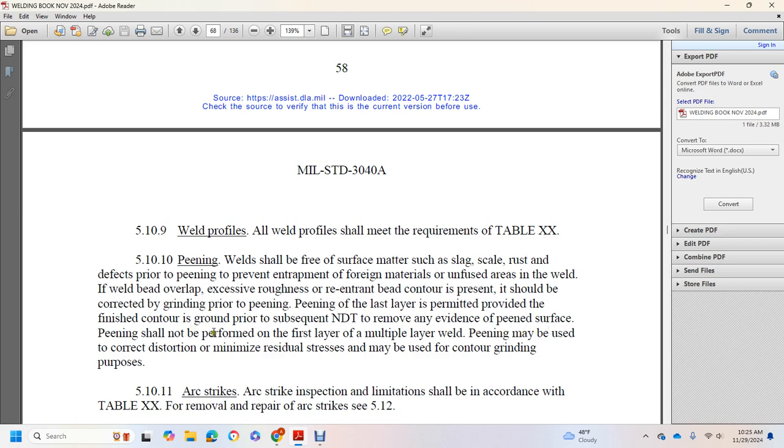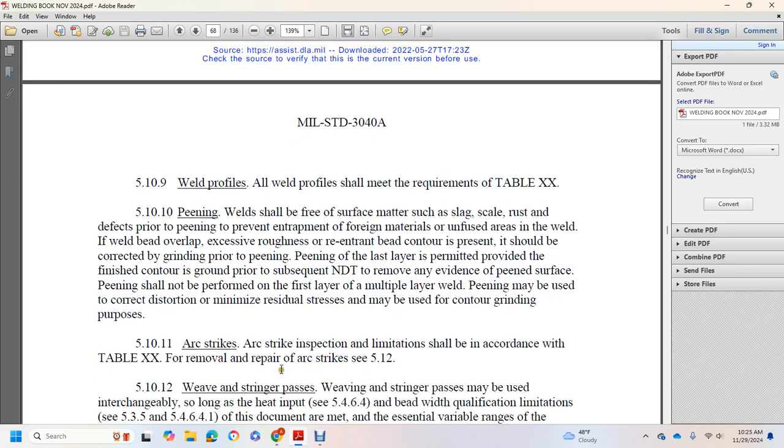The peening may be used to correct distortion and minimize residual stress. It may be used for contour grinding purposes. Arc strikes inspection limitation should be in accordance with Table 20 for removal or repair of arc strikes.